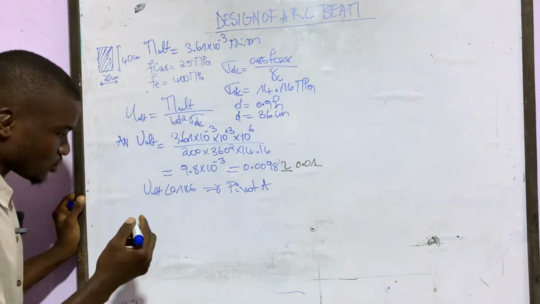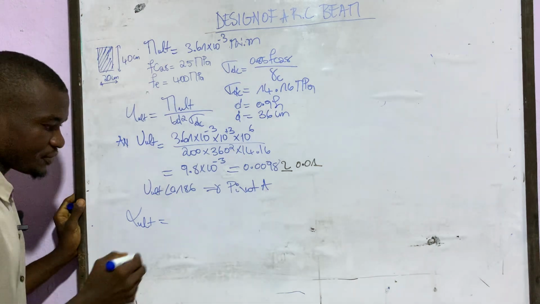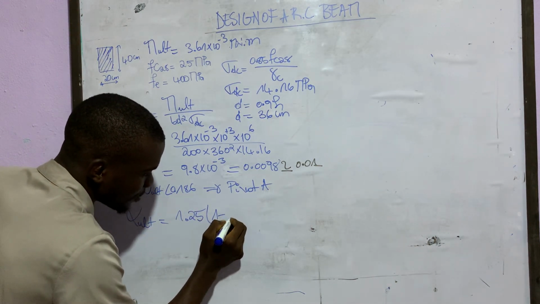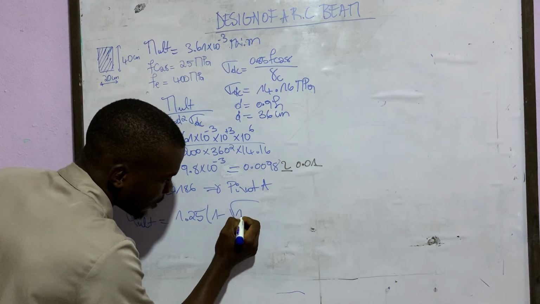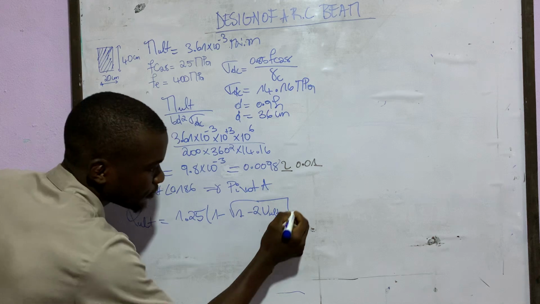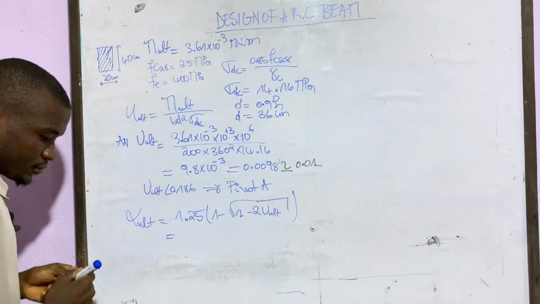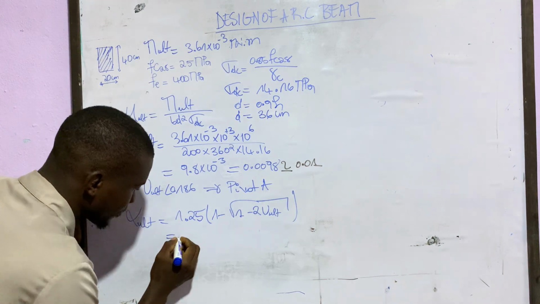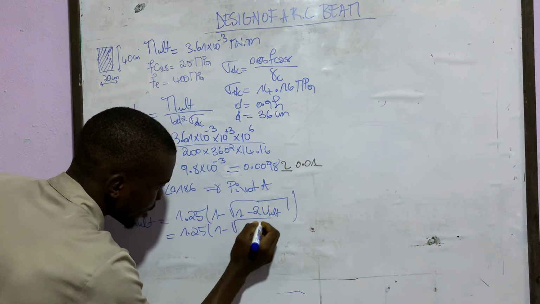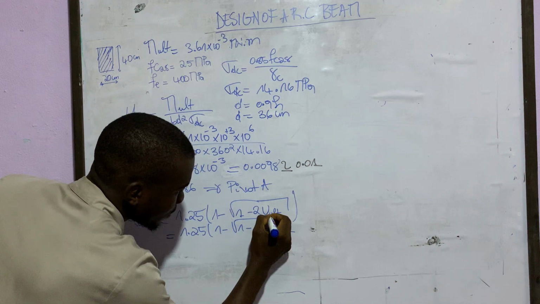What we do next is we calculate alpha ultimate. We calculate this coefficient, which is equal to 1.25 times the bracket of 1 minus square root of 1 minus 2 mu ultimate. We'll make this computation quickly. We have 1.25 times the bracket of 1 minus square root of 1 minus 2 times 0.01.